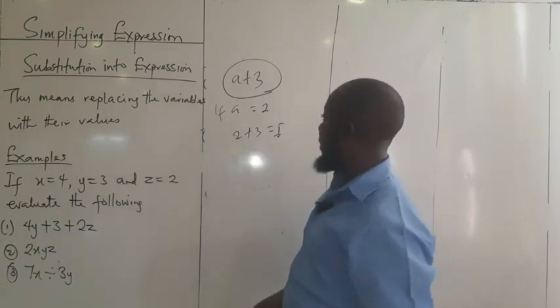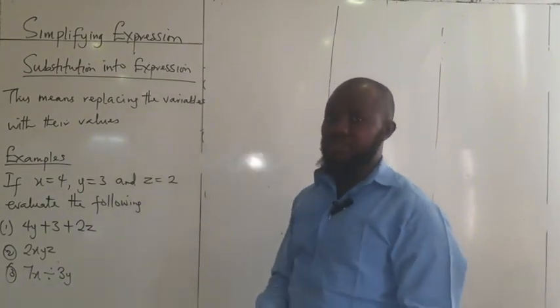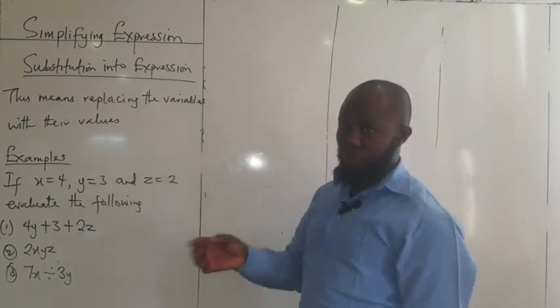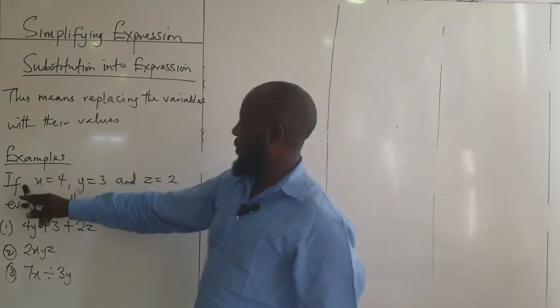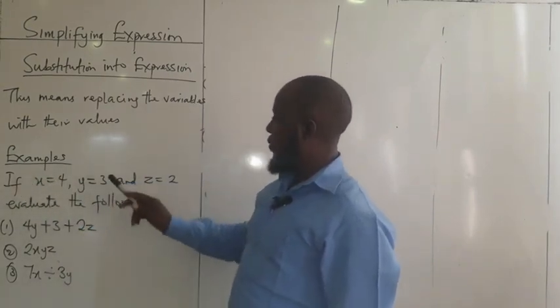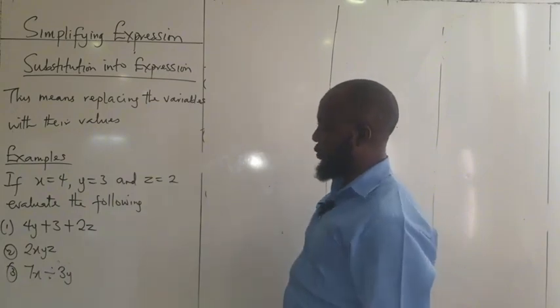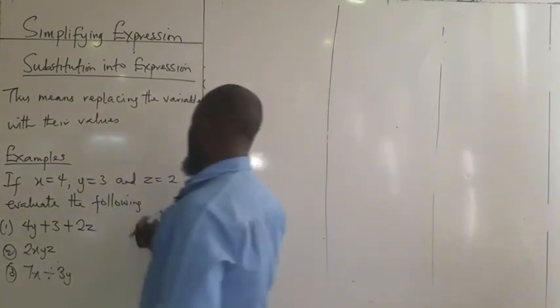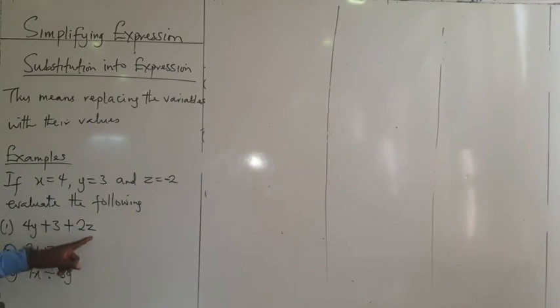So you'll be given the value of the variable, then you replace, you substitute. Substitution, as the name implies, means you replace. So for example, if x is equal to 4, y is equal to 3, and z is equal to minus 2, sorry, evaluate the following. You're going to put the value of y there, the value of z there, and the values of x and y. So let's look at that.